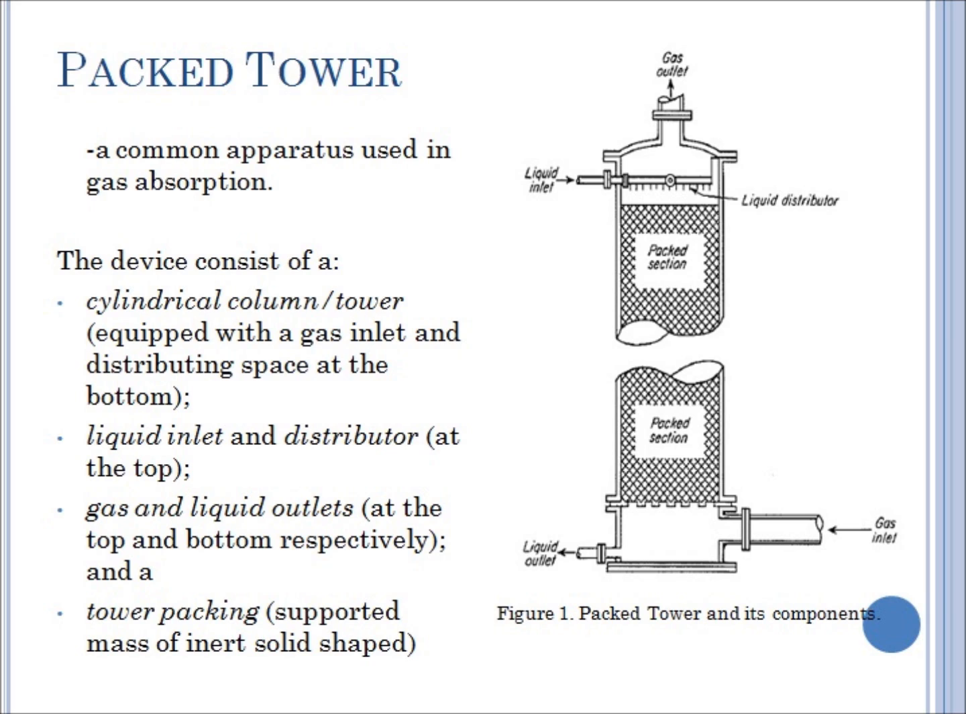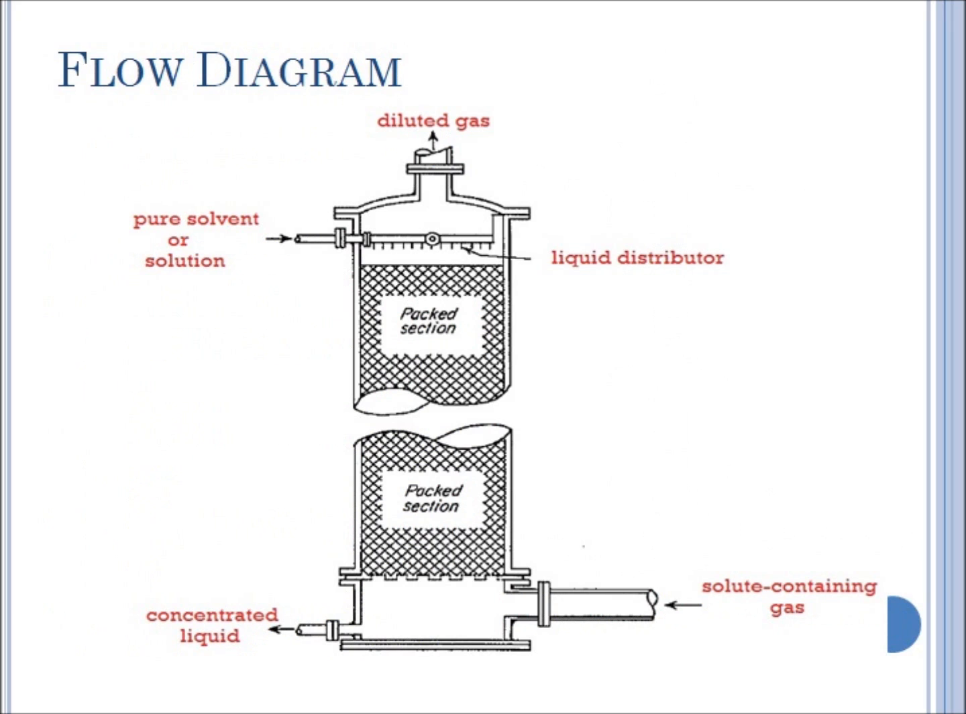Tower packing is usually thought of as a mass of inert solid shapes dumped in a cylindrical column for the purpose of providing greater surface area for the gas and liquid in a wet scrubber to make contact. The packing support is typically a screen corrugated to give it strength, with a large open area so that flooding does not occur at the support.